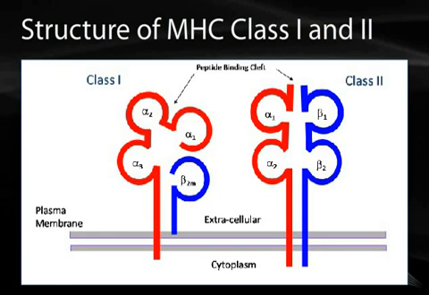Now with class 2, we see both alpha and beta chains, and like I mentioned, both of those are encoded for by the MHC class 2 gene. So they have an alpha chain and a beta chain, which then come together to form a heterodimer, and the peptide binding cleft for MHC class 2 is right in the middle, right in between the alpha 1 and the beta 1 loops.